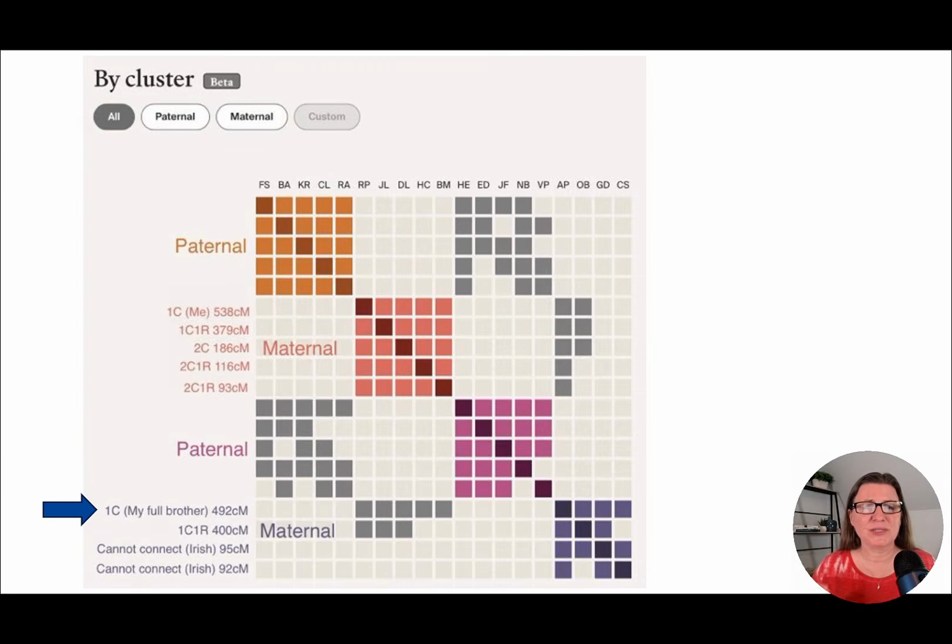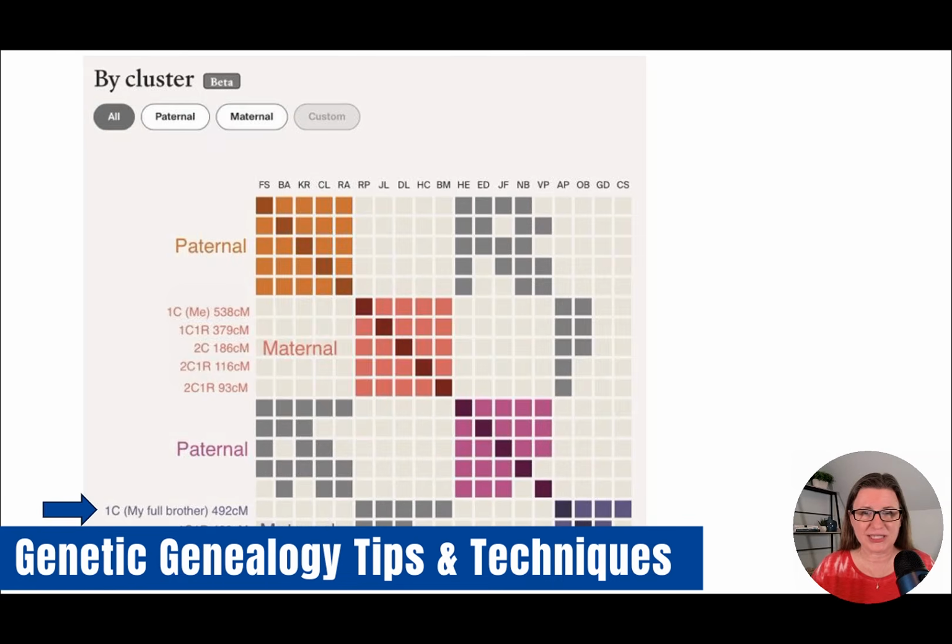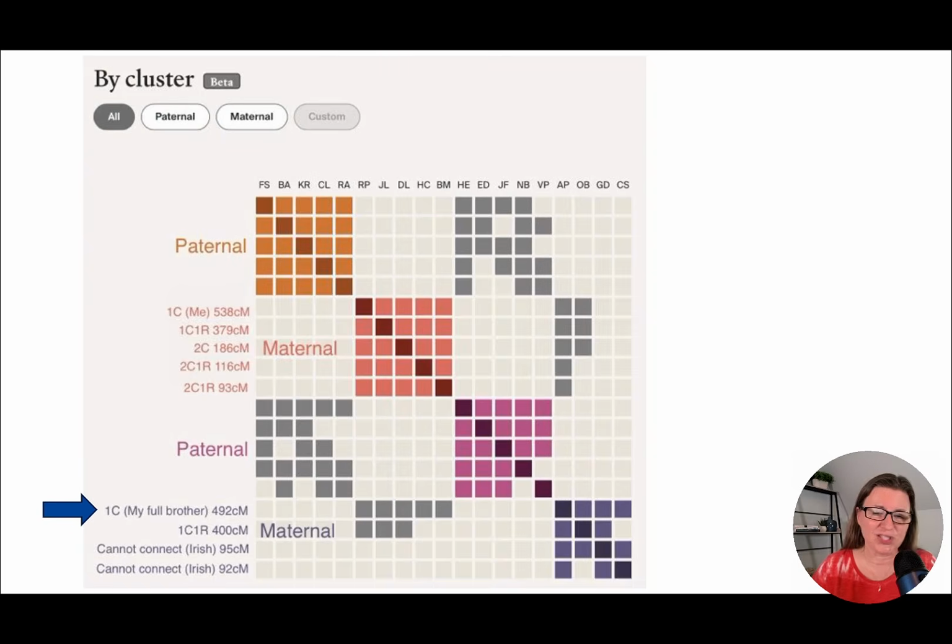Now I'm going to show you some cluster charts that I've gotten permission to use. Most of these were shared on the Genetic Genealogy Tips and Techniques Facebook group, and I got permission to use these just to demonstrate some different things. This is one that I really like because she had broken these out. She said, this is paternal, maternal, paternal, maternal. Let's just start there. We see these gaps.